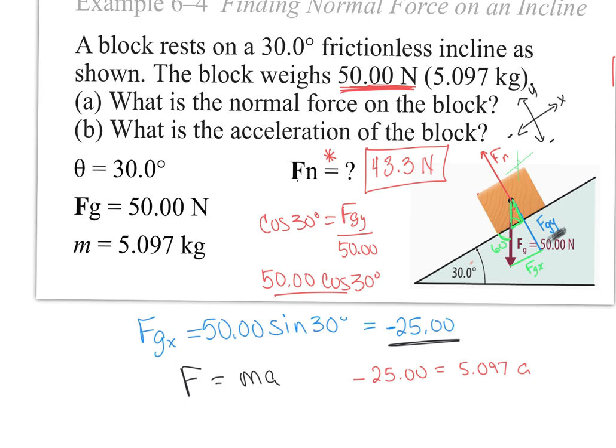Calculate it. So you should have gotten that your acceleration, which is the second question here, is negative 4.90 meters per second squared. All right. So then the question is, what does that tell you about the box? What does it tell you about the box? What's happening to that box? Looking at this picture, what does that acceleration tell you about the box?